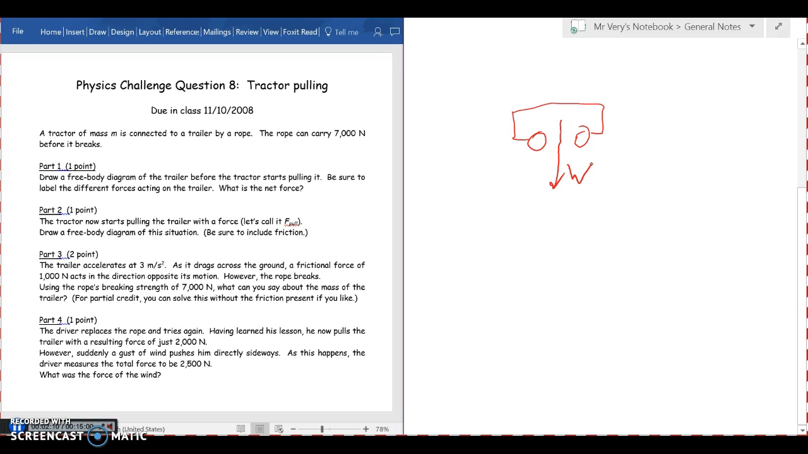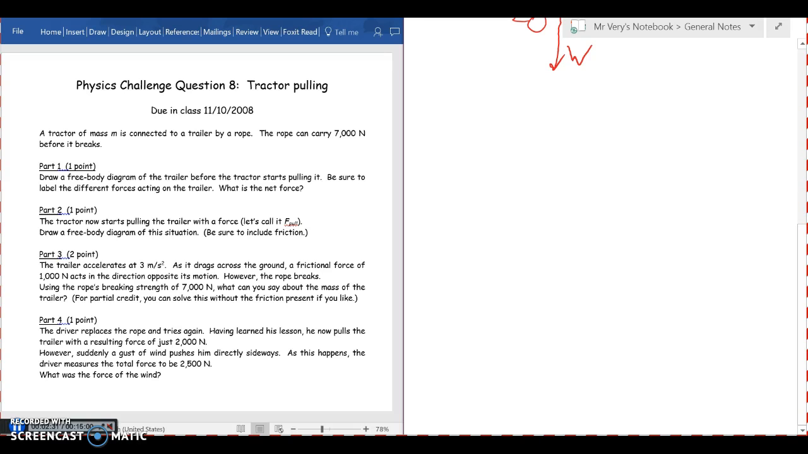I'll tell you now that before the trailer is pulled, there's one other force acting on it. I want you to think about what the force is, how you would draw it, how big the arrow which you would draw would be, and also in which direction you would draw the arrow. That's all the help I'm going to give you for part 1, because I'm not going to do your homework for you. Well, let's take a look at part 2.